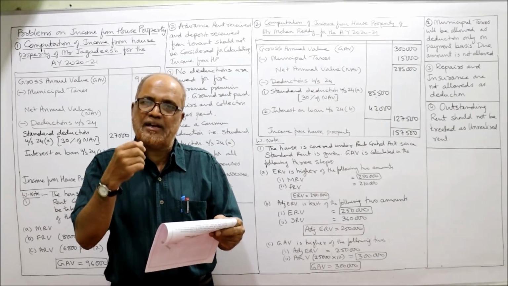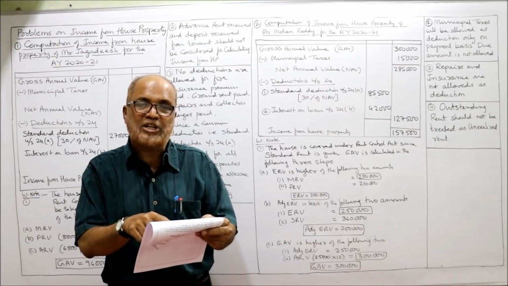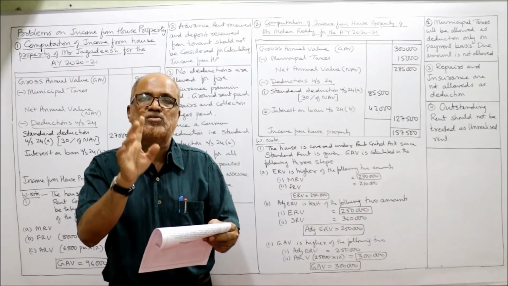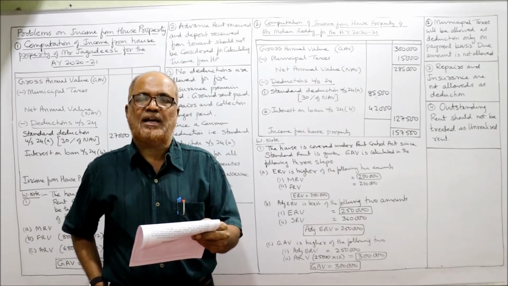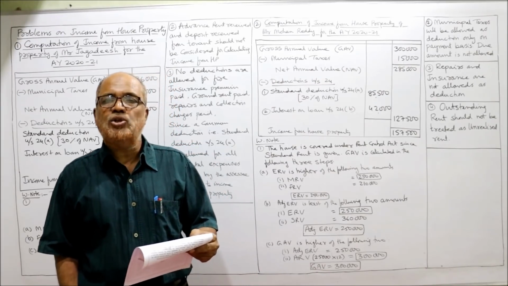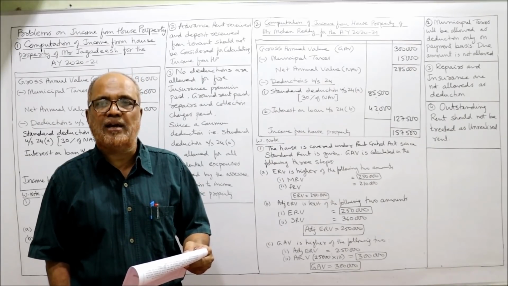Other expenses, repairs, ignore. Insurance, ignore. Interest on the loan taken to purchase the house is 42,000. This will be allowed. The tenant has not paid the last 1 month's rent. That means the tenant has not paid 1 month's rent. It is rent due. It is called outstanding rent.